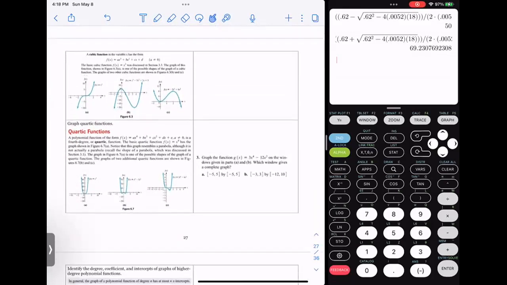So the cubic and quartic functions. Typically equations where you have x to the third or x to the fourth respectively. Any questions on this page?